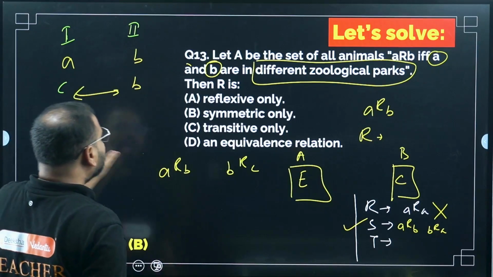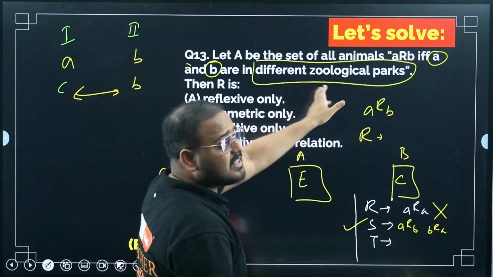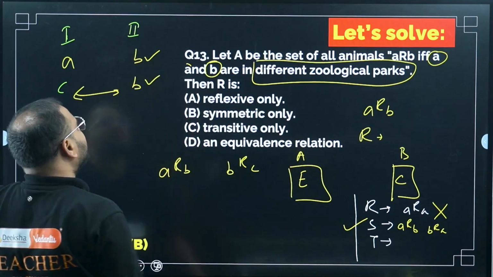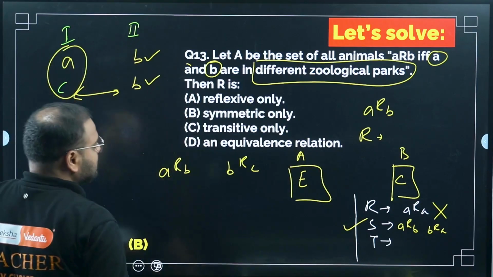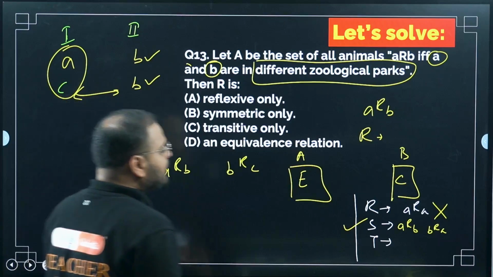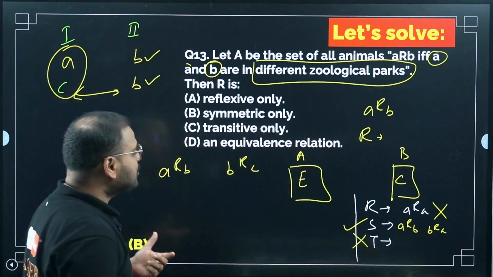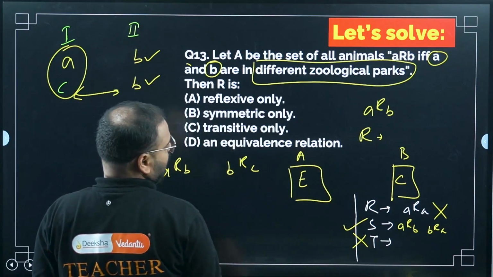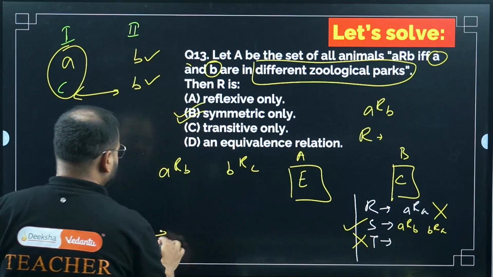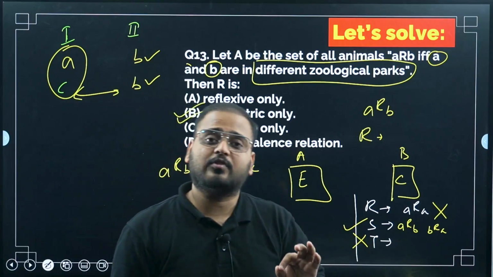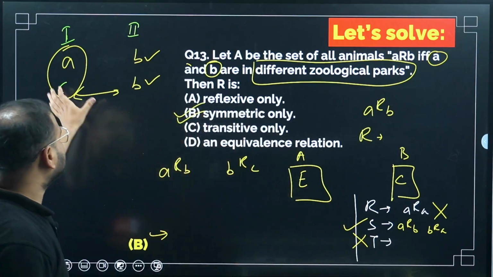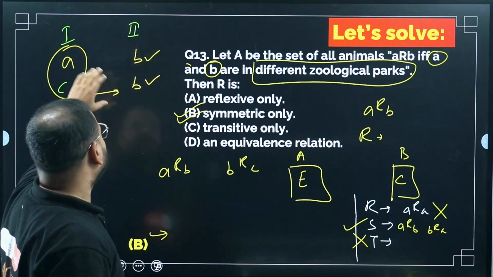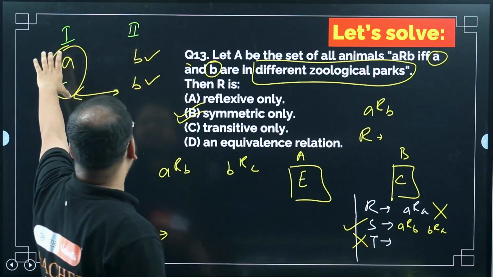Why is it valid, sir? Because they are in different parks only. The relation is only saying different zoological parks. So even this is true: A and B are in different parks, B and C are in different parks. But are A and C in different parks? No, sir. So for this particular situation, it cannot be transitive. We have to look at every situation, so if it is not transitive in any case, it means it is not transitive. Answer is only symmetric. I hope you understood. Transitive has to be true for all cases. But in this case, A and B are in different parks, park 1 and 2, and B and C are in different parks, park 1 and 2 again, then A and C would have to be in different parks, but A and C are in the same park 1.